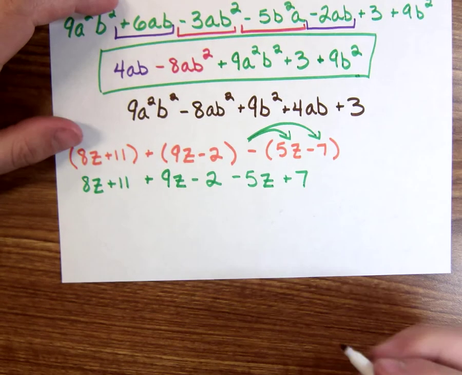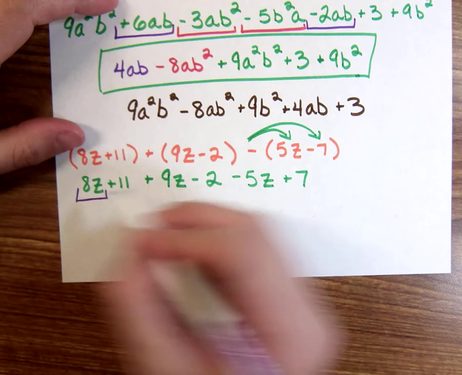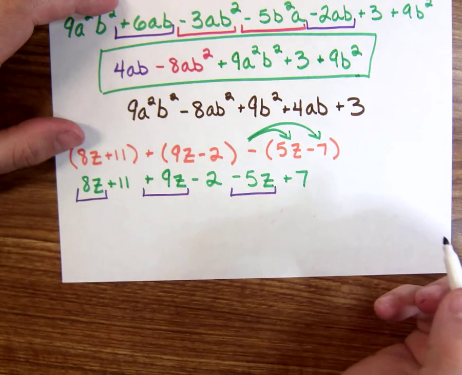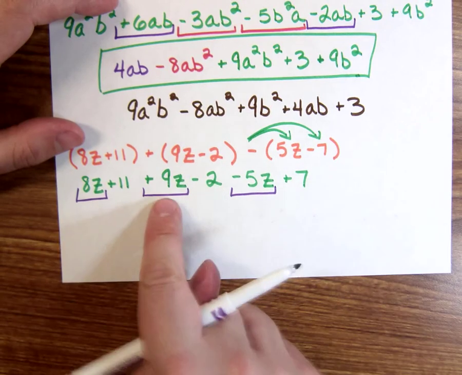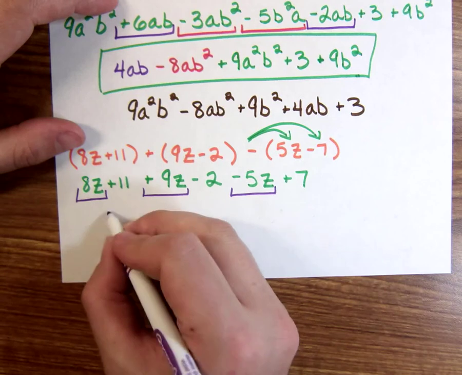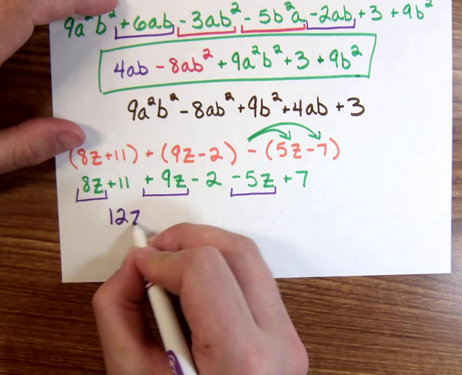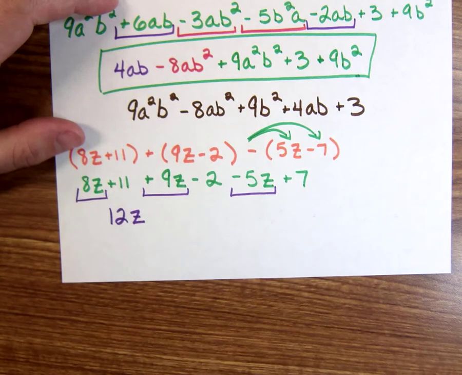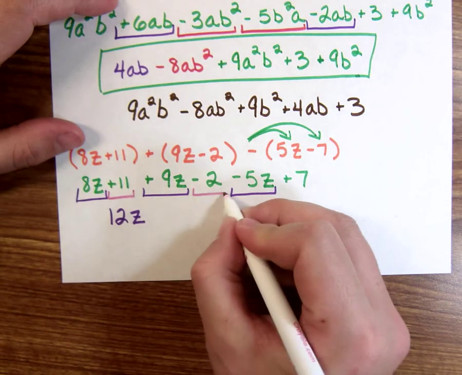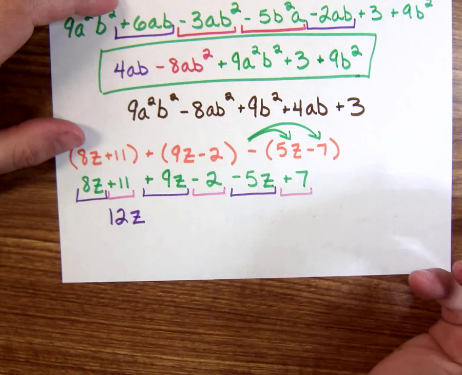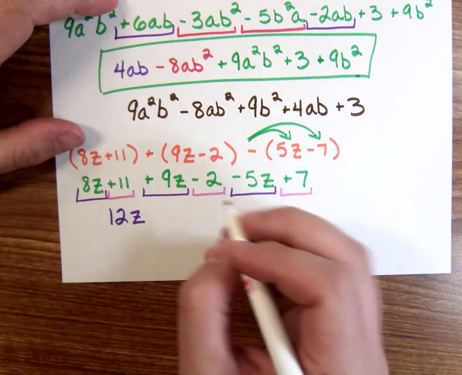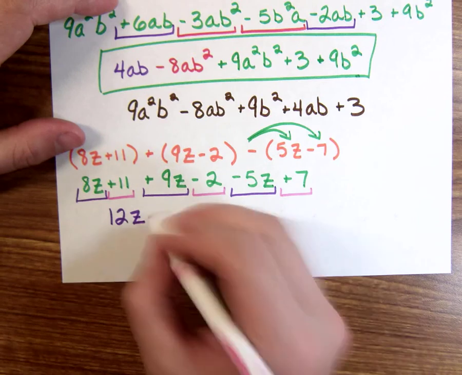Yeah, we've got 3 z's this time. What's 8 plus 9 minus 5 all combined? 12. Okay. And then we've got some numbers, right? Plus 11, minus 2, plus 7. I heard 2 different answers. 16.